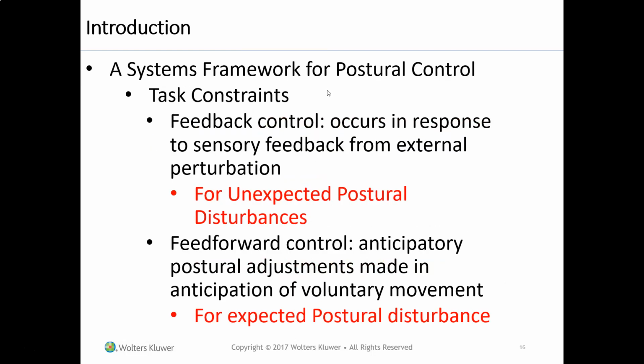So a systems framework for postural control, task constraints. Again, you have feedback control, which occurs in response to sensory feedback from external perturbation, so for unexpected postural disturbances. And then feedforward control, you have an anticipatory postural adjustment made in anticipation of voluntary movement. So you anticipate something, for an expected postural disturbance.